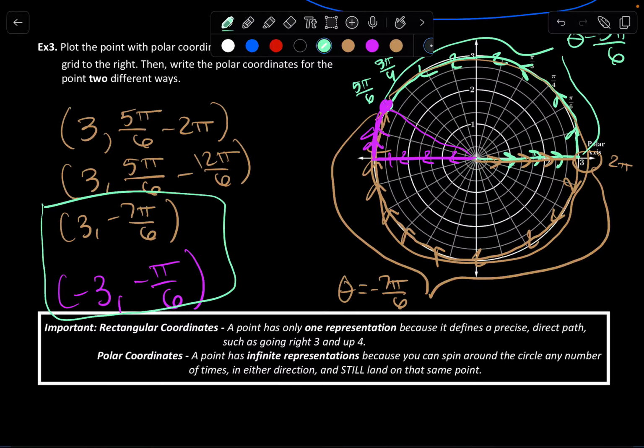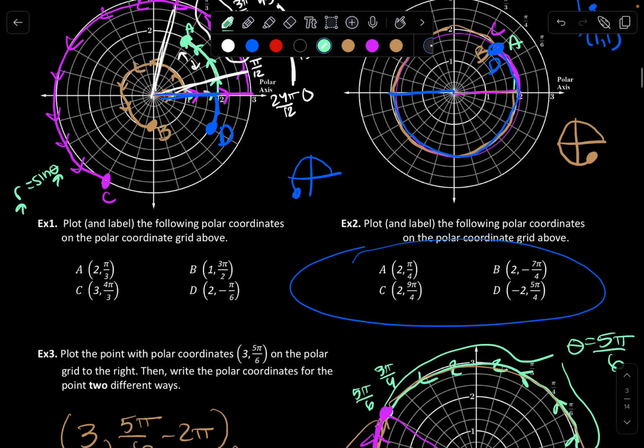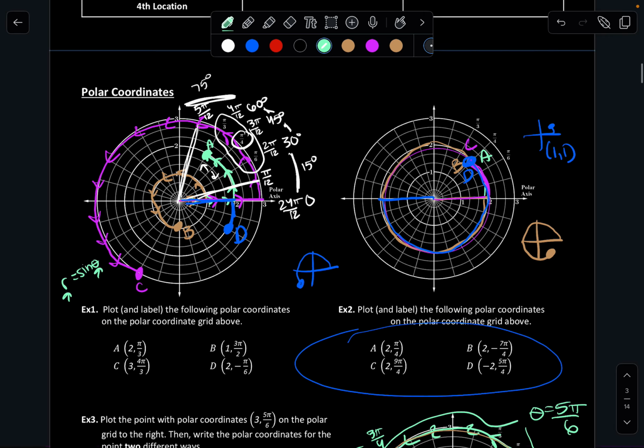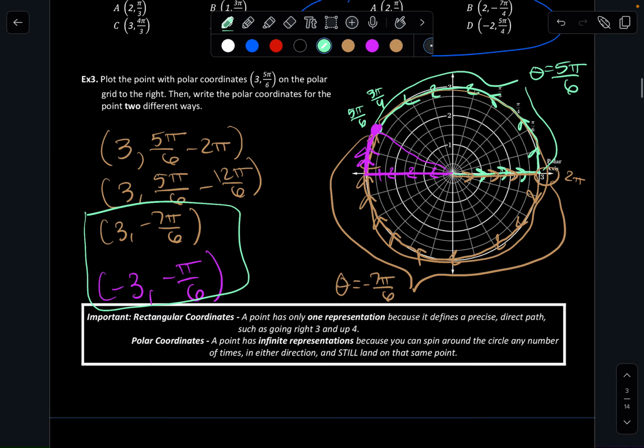So an important note is that for rectangular coordinates, x and y, a point has only one representation, and a polar coordinate has infinite representations. So this is what I was talking about up here: between Cartesian and polar, this is a huge, huge difference that you have to be careful with.